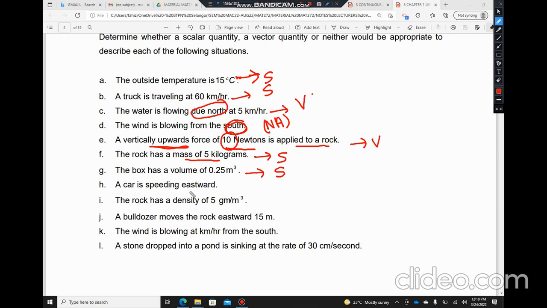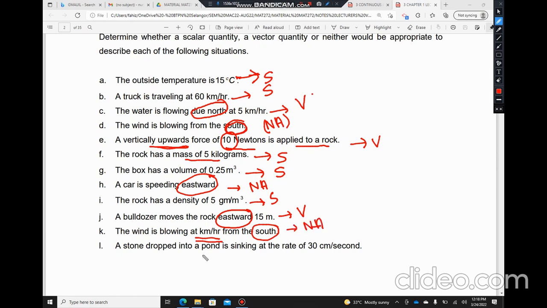A car is speeding eastward. Yang ni dia cuma ada arah, so dia tak ada magnitude. So kita assume dia NA. The rock has a density of 5 gram per meter cube. Now this one just a scalar. A bulldozer moves the rock eastward 15 meter. So dia ada direction, dia adalah vector. The wind is blowing at kilometer per hour from the south. Tapi yang ni dia tak ada value. So dia bukan scalar, bukan vector.